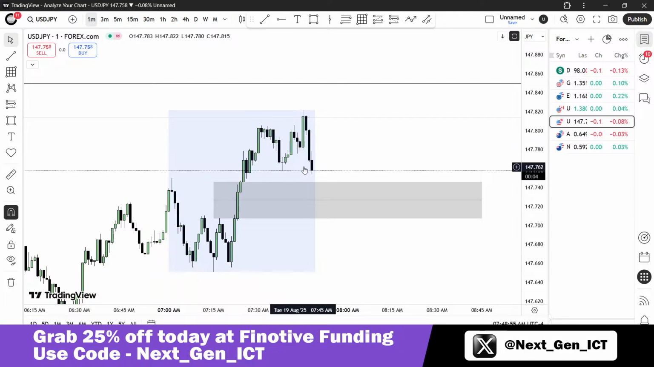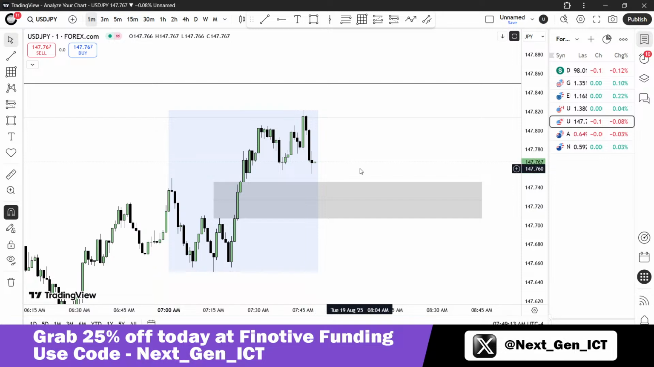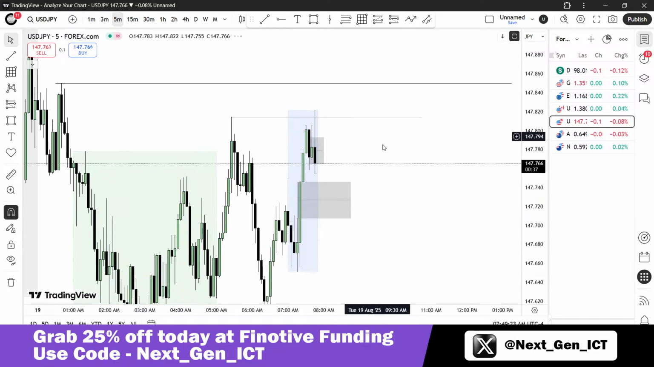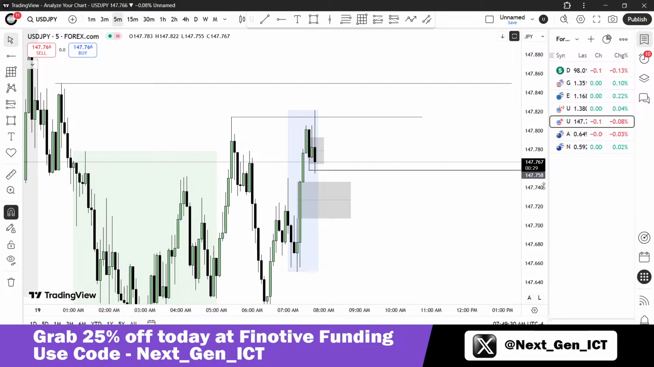Wait for USD JPY to come back towards this fair value gap, and then if we see it react as an inversion, then I'll probably take a short. We still haven't closed below that low. Yeah, right here.